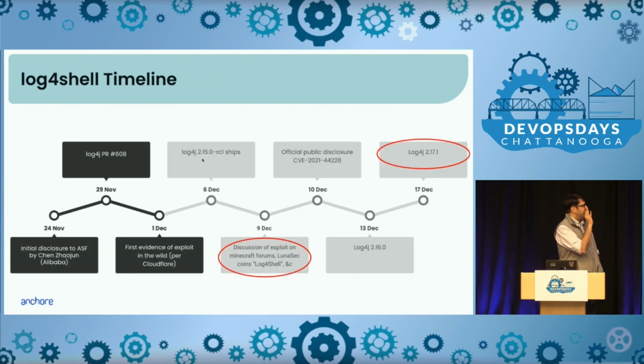Timeline: if you download my slides, there's a bunch of footnotes on this if you're really curious about the sequence of events, but it happened very quickly. You'll see there was basically a private disclosure to the Apache Software Foundation on November 24th. A patch kind of silently shipped on the 6th, but before the announcement actually went out, people were already seeing attacks and not really realizing what was going on.